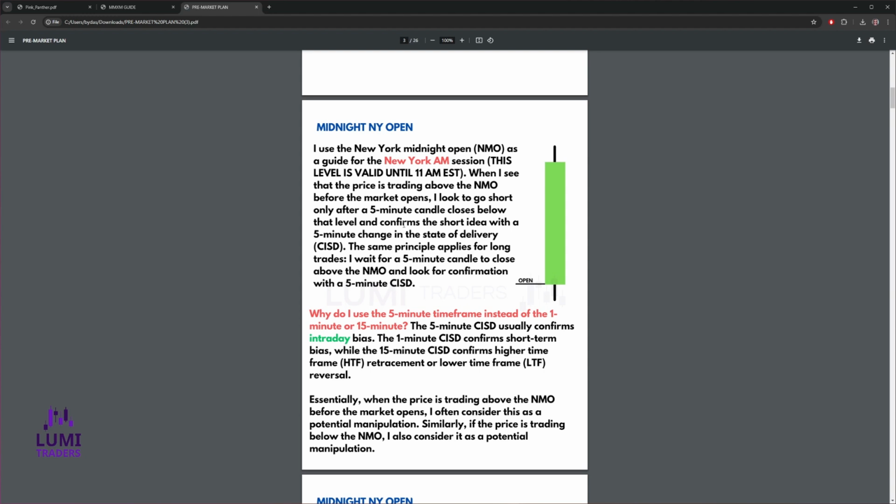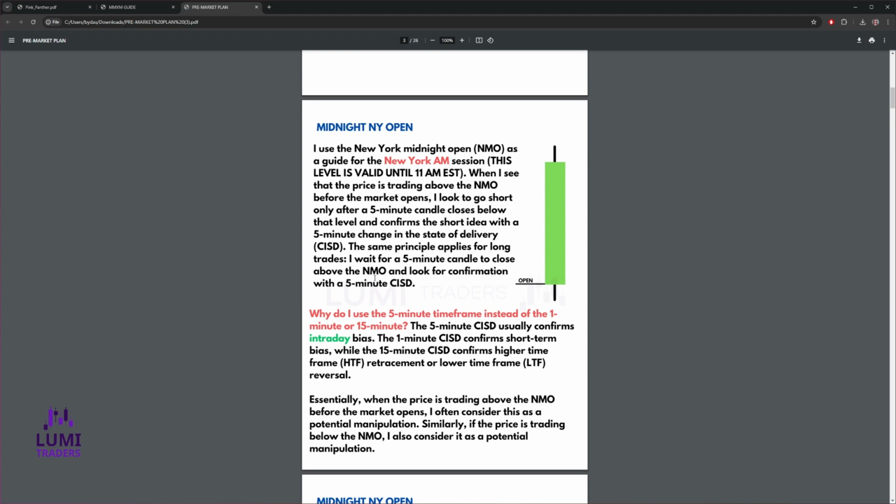The same principle applies for long trades. I wait for my 5-minute candle to close above the New York Midnight Open level, and here is New York Midnight Open, so I use NMO as the short name, and look for confirmation with a 5-minute change in the state of delivery, or simply a 5-minute order block.